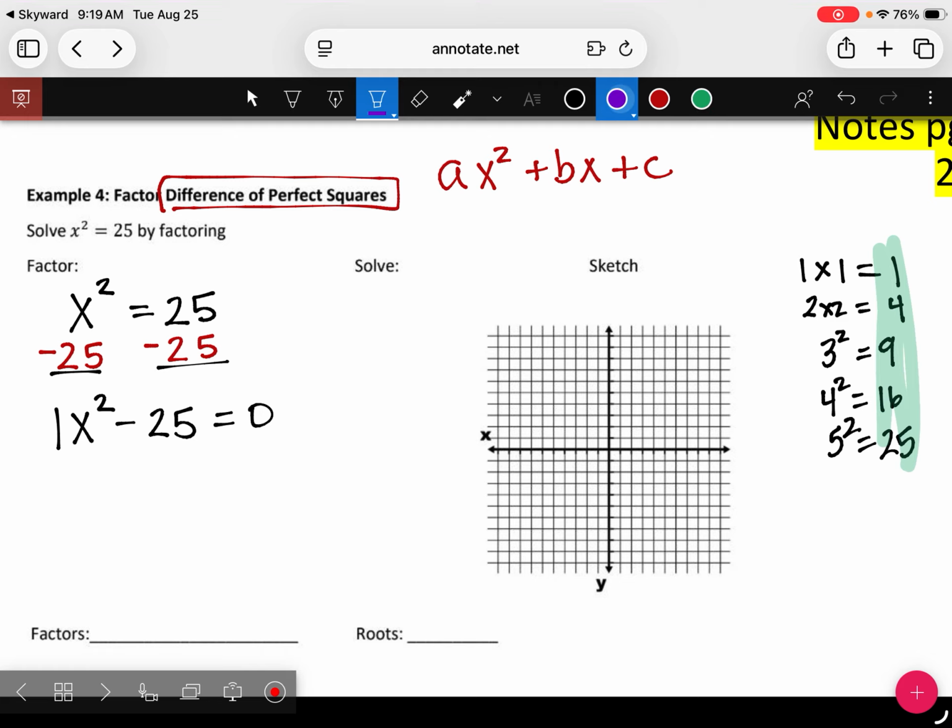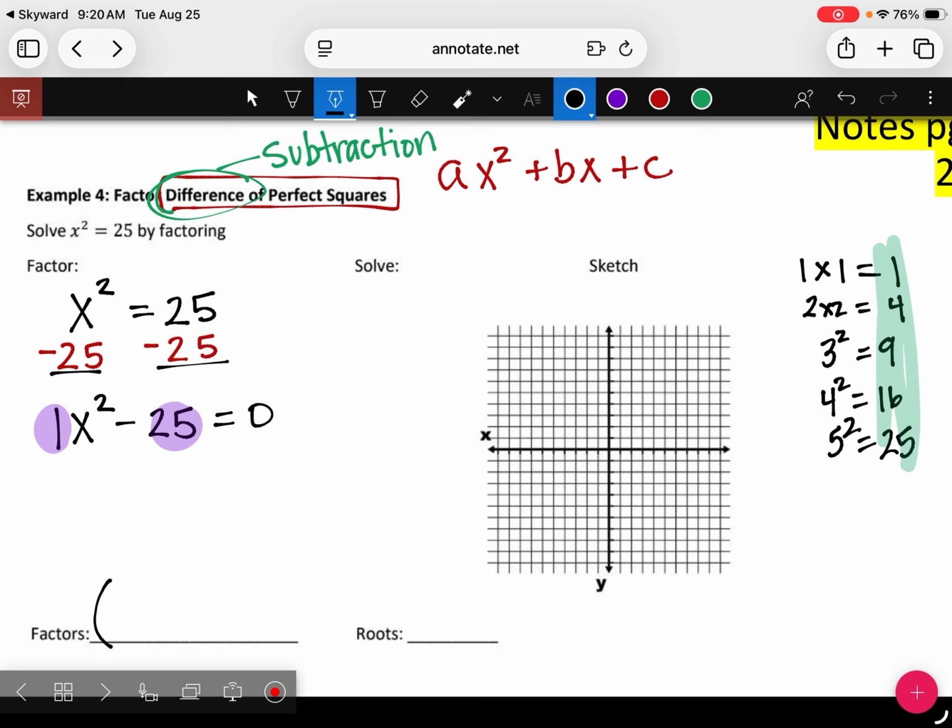When I look at this pattern, do you notice that I have a 1 and a 25? Are both of those numbers in my list? Yes, so that means they're perfect squares. And the word difference, can you write that this difference, that means subtraction? Anytime I'm asking you what's the difference, I'm asking you to subtract. So if you have two terms that are perfect squares separated with subtraction, then we can factor it with the pattern. And here's the pattern.